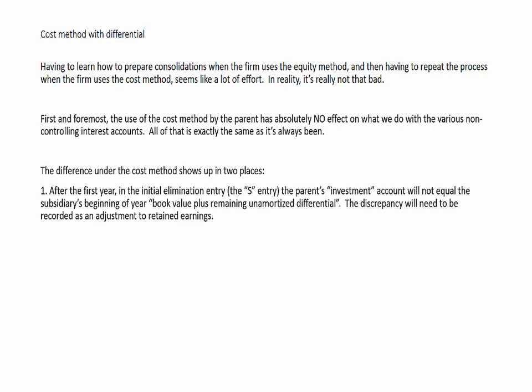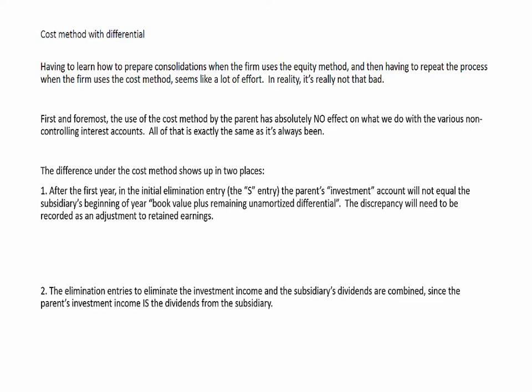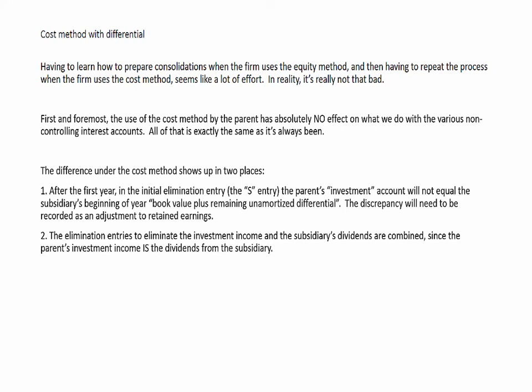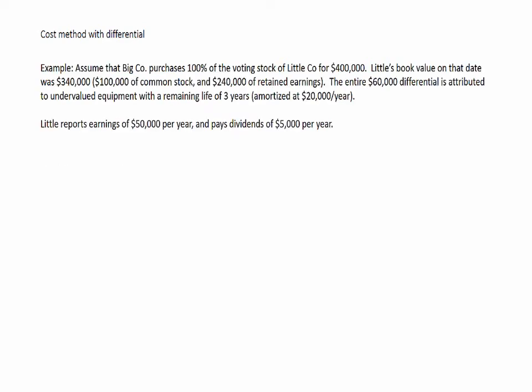After the first year, in that initial elimination entry, which I've always called the S entry, the parent's investment account will not equal the subsidiary's beginning of year book value plus remaining unamortized differential, or in the case of a partially owned subsidiary, the parent's proportionate share of the book value plus the remaining unamortized differential. This discrepancy will need to be recorded as an adjustment to retained earnings. Secondly, the elimination entries to eliminate the investment income and the subsidiary's dividends are combined, since the parent's investment income is the dividends from the subsidiary.